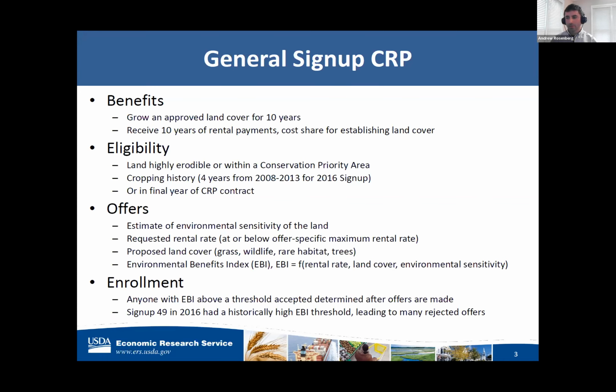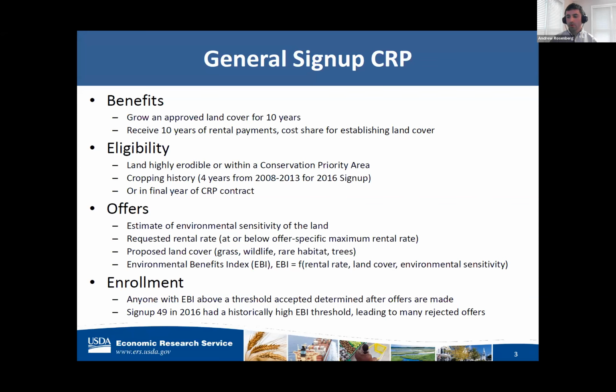There are a few different eligibility requirements. This includes having highly erodible land or being within a conservation priority area. They also have certain crop history requirements, so 4 years of a certain specified 6. We focus on the 2016 sign-up in this study, so that was 4 years from 2008 to 2013. Or if they are in the last year of a CRP contract, or if there's a gap in between different general signups, people with expiring CRP land can also qualify.